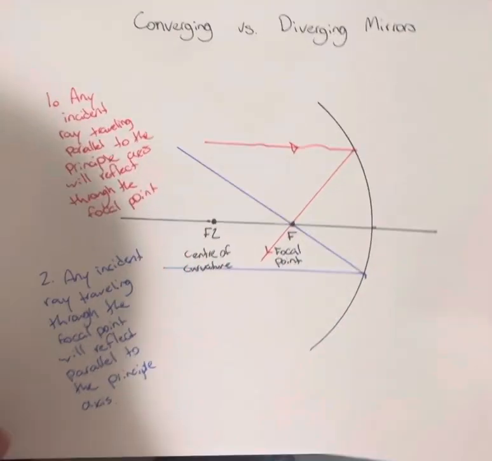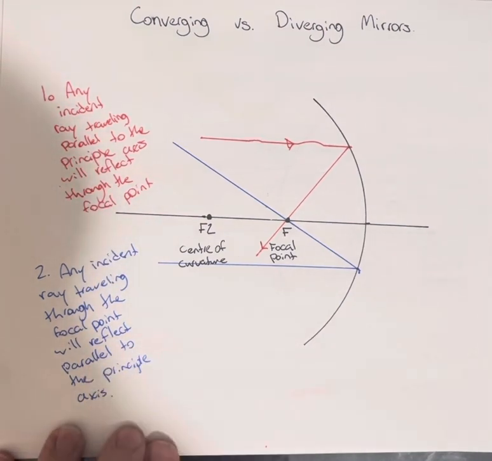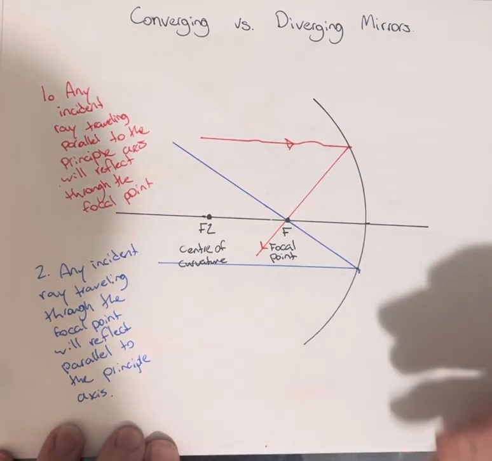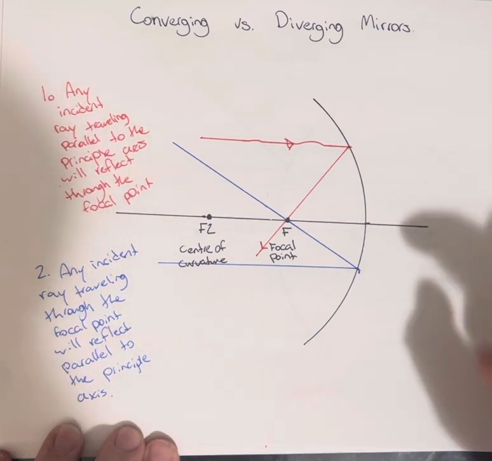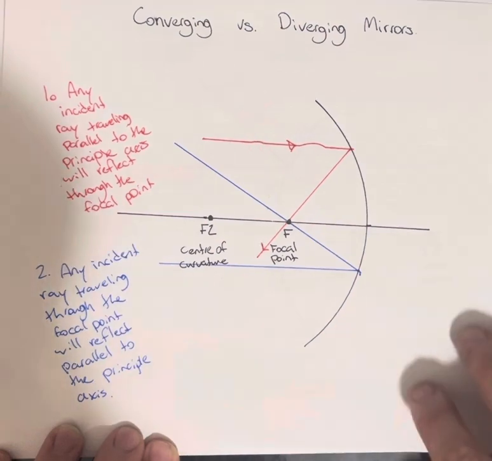Same thing goes for rule 2. If we go back to rule 2, where it says any incident ray traveling through the focal point will reflect parallel to the principal axis, that is going to remain true as well. We are going to look here. We saw that when we draw that through, it's going to reflect parallel.